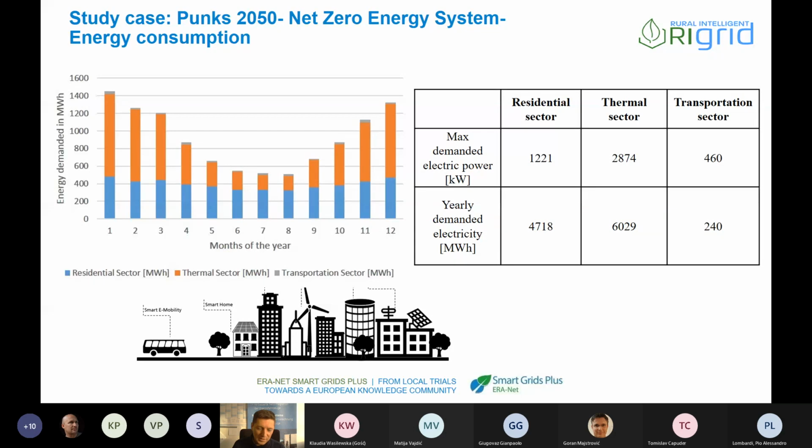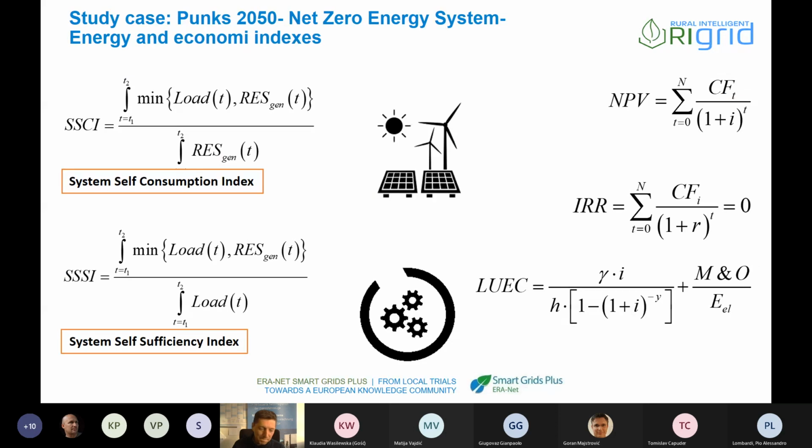There are some further results about the yearly consumption. So how much energy will be needed for the residential sector, for thermal sector and transportation sector. You can see this on the year simulation. The new indices were introduced, like self-system consumption index and self-system sufficiency index, in order to measure the performance of such a design net zero energy region.